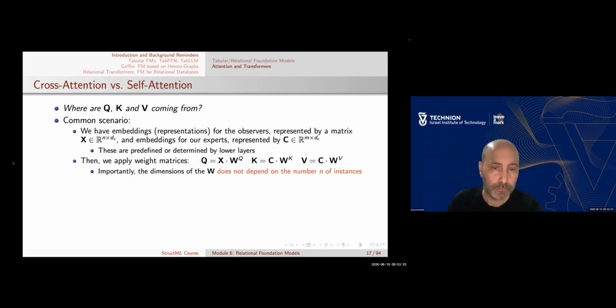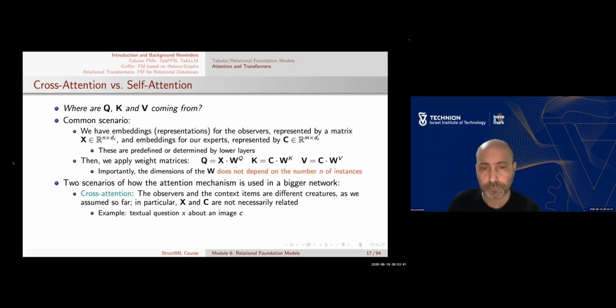Okay, now where do cross attention and self attention come into the picture? There are two scenarios. In cross attention, this is basically what we've been looking at. The observers and the experts, the context items, are different creatures, and X and C are not necessarily related. It can be the case that a textual question X is looking at components of the image, at the pixels or blocks of the image. So that's an attention from the text to the picture, or from English to French.